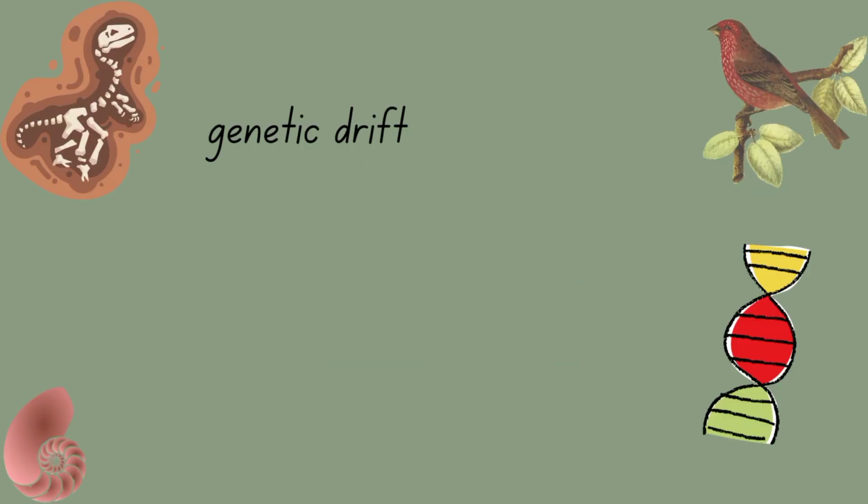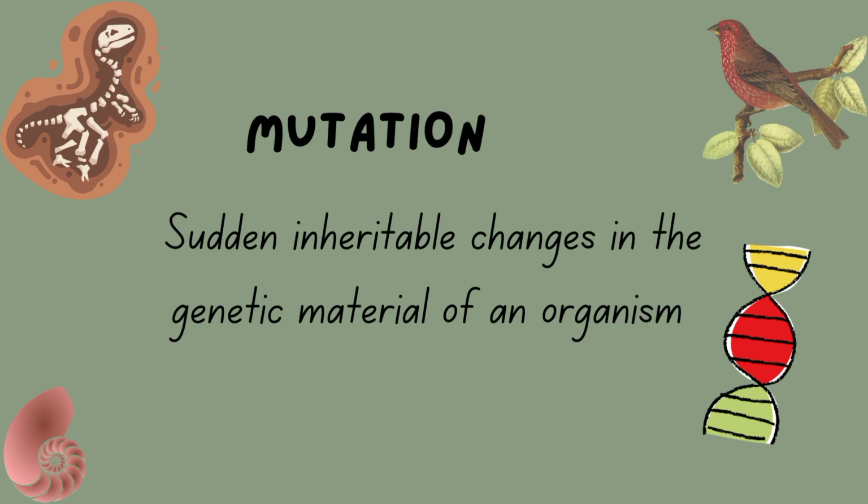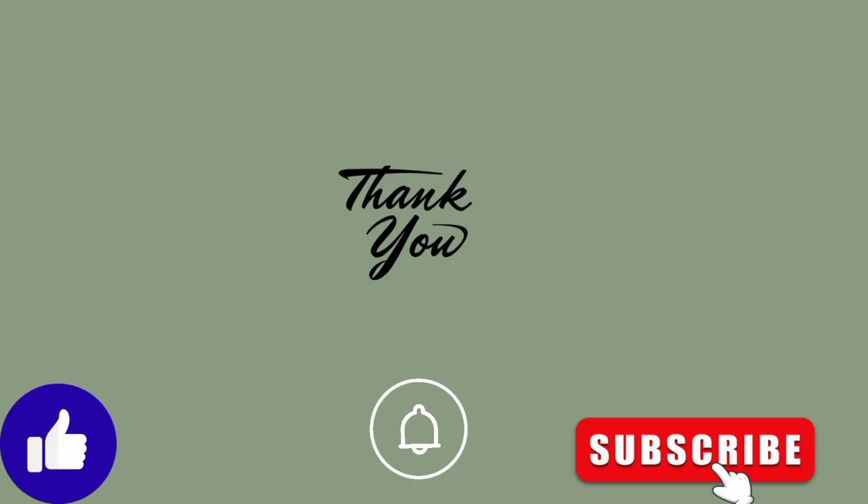Apart from natural selection, genetic drift and mutation also contribute to evolution. Genetic drift refers to random change in the frequency of alleles in a population, while mutation refers to sudden inheritable changes in the genetic material of an organism. We'll discuss these mechanisms in another video.